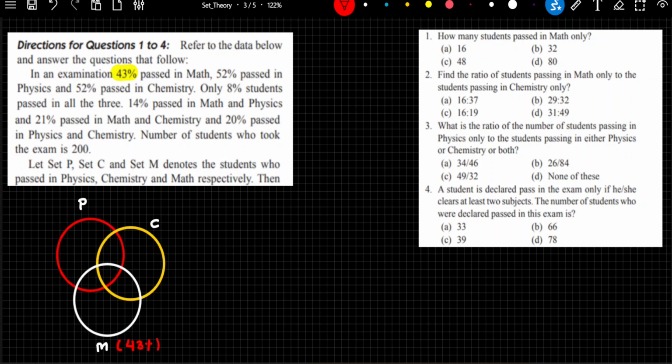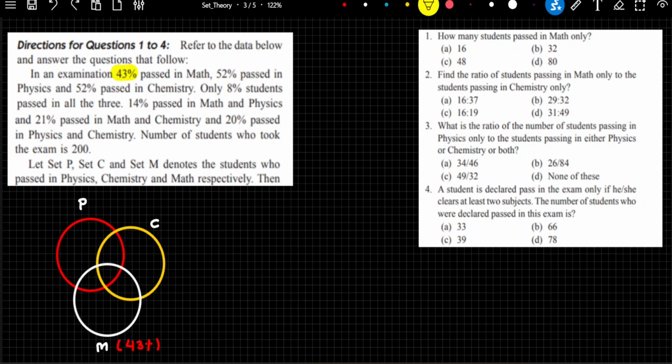Now one thing you need to be very careful about: never write the value of the complete set inside the circle. Because if you write this 43% inside the circle, you might think these are the students who passed only in mathematics. So it's a good habit to write these numbers outside the circle, because this is the value of the whole circle.